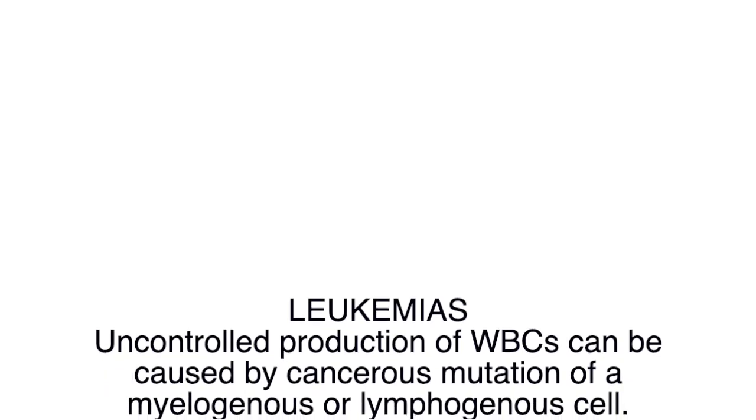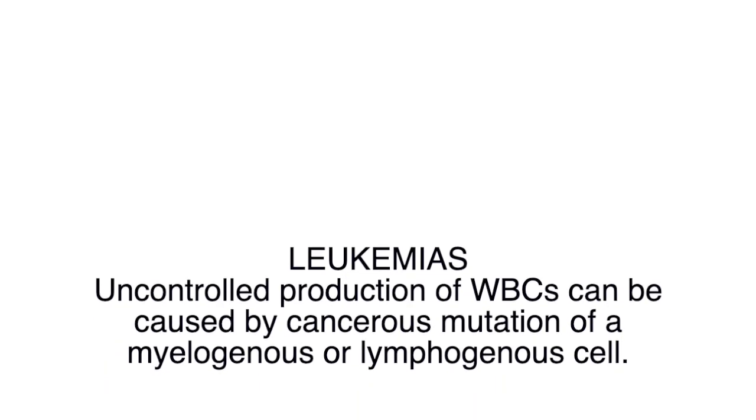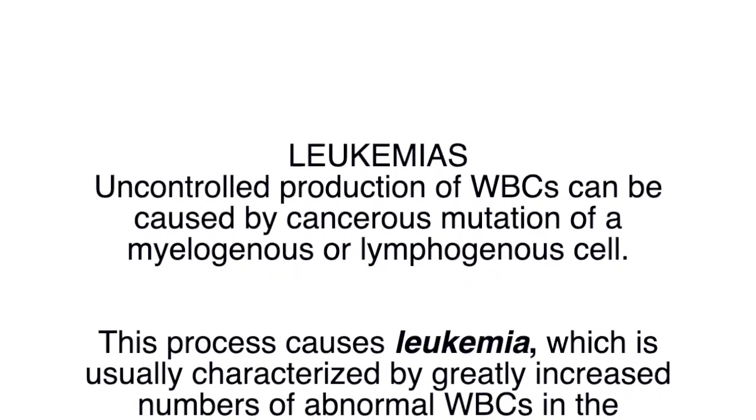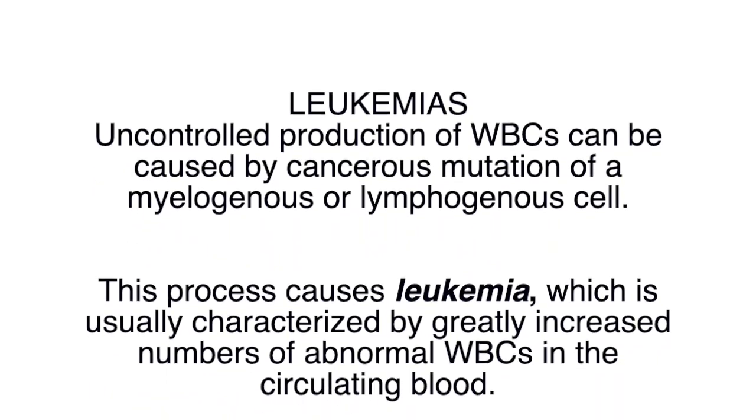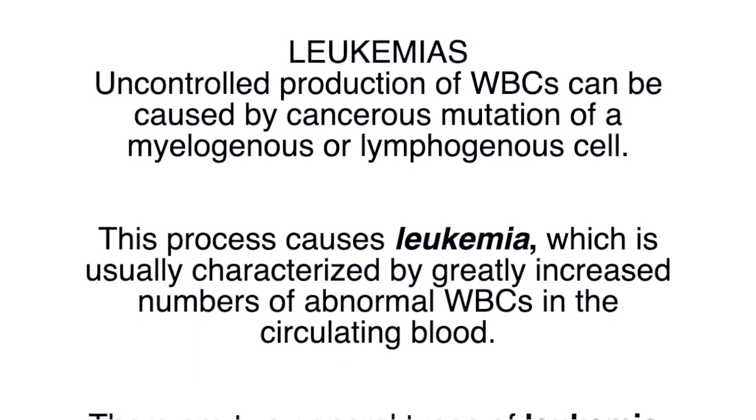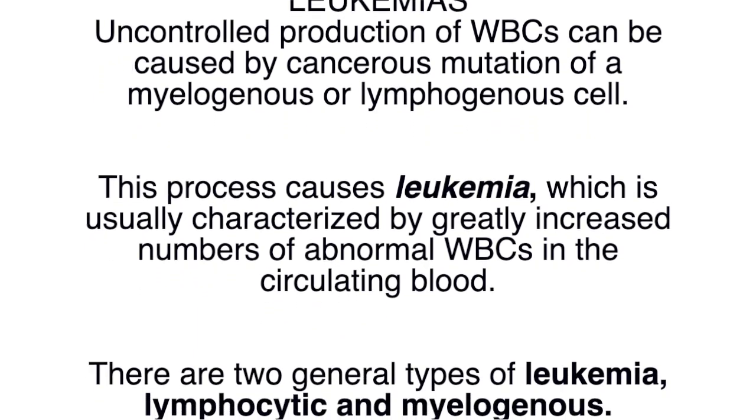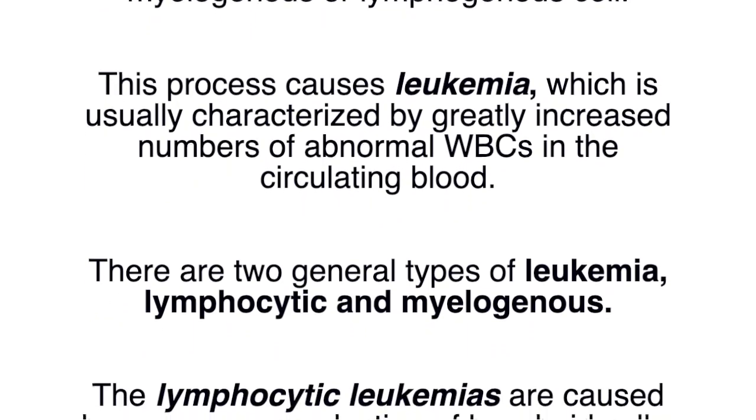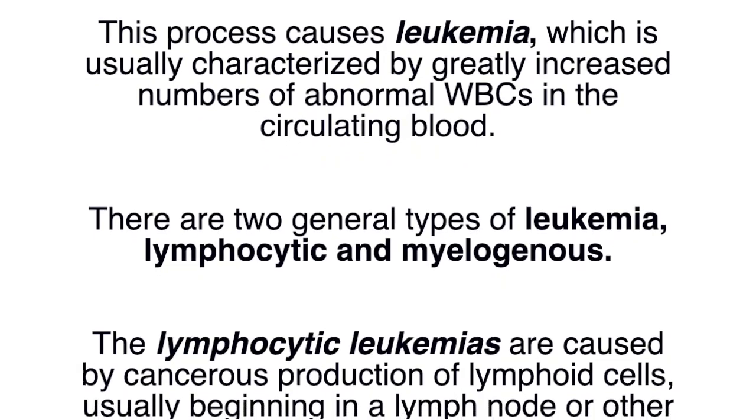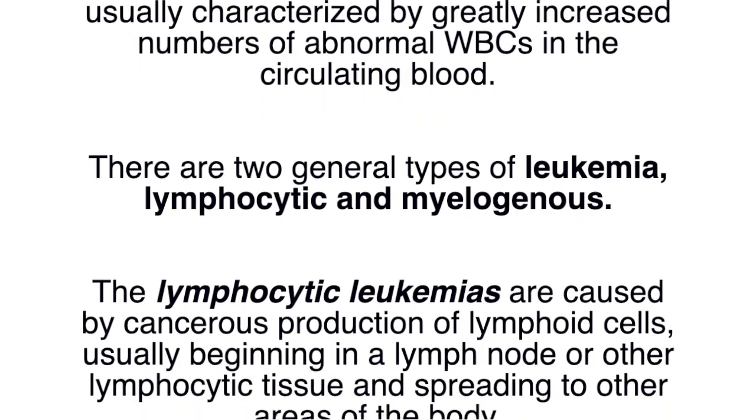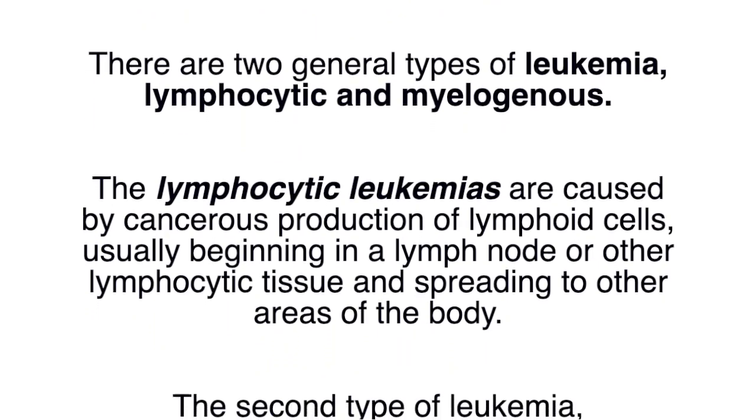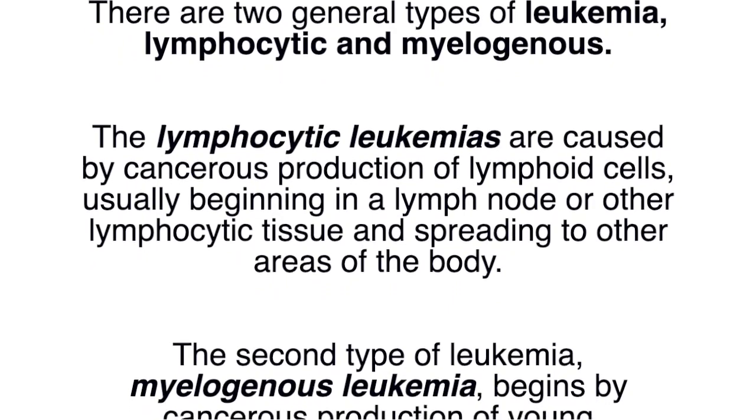Leukemias. Uncontrolled production of WBCs can be caused by cancerous mutation of a myelogenous or lymphogenous cell. This process causes leukemia, which is usually characterized by greatly increased numbers of abnormal WBCs in the circulating blood. There are two general types of leukemia, lymphocytic and myelogenous. The lymphocytic leukemias are caused by cancerous production of lymphoid cells, usually beginning in a lymph node or other lymphocytic tissue and spreading to other areas of the body.